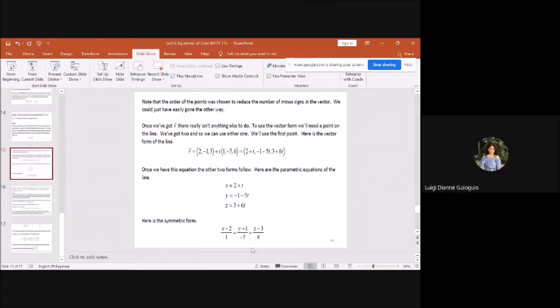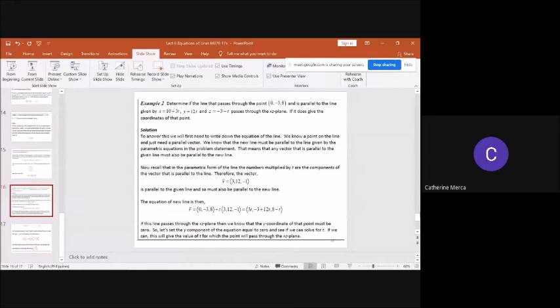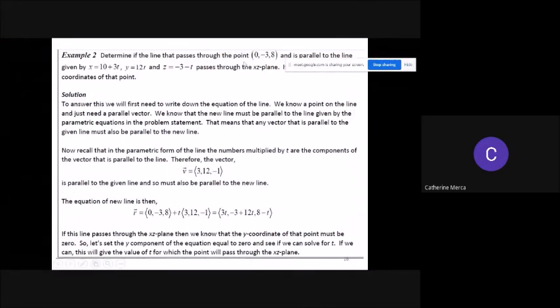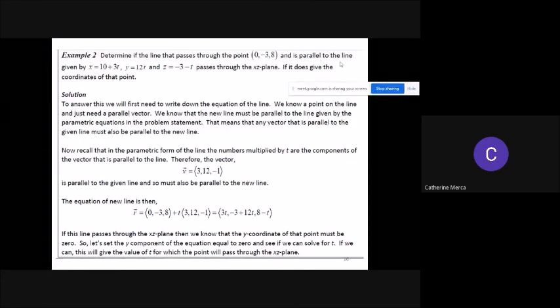Yes, ma'am. Next, let us take a look at this one. Determine if the line that passes through the point (0, -3, 8) and is parallel to the line given by x equals 10 plus 3t, y equals 12t. So this is an equation of a line. You have a line that passes through a given point, and it is also parallel to this equation of a line. So this is the problem that I will leave to you. You try to take a look at this one, and if you have questions, then you can ask me later.